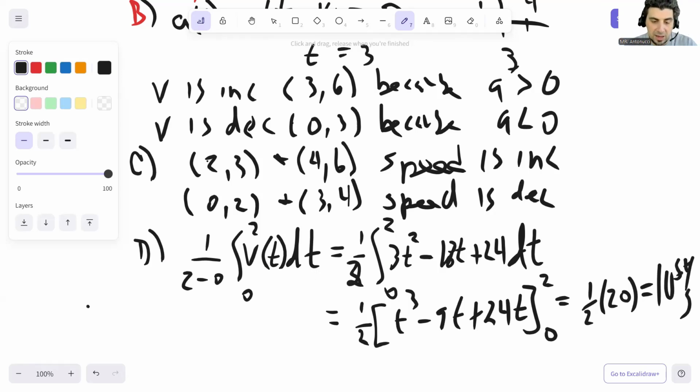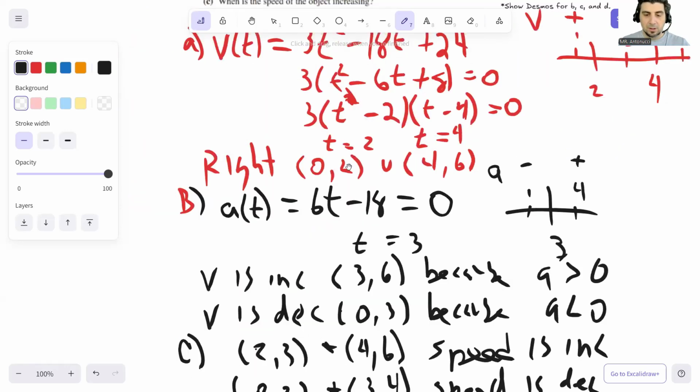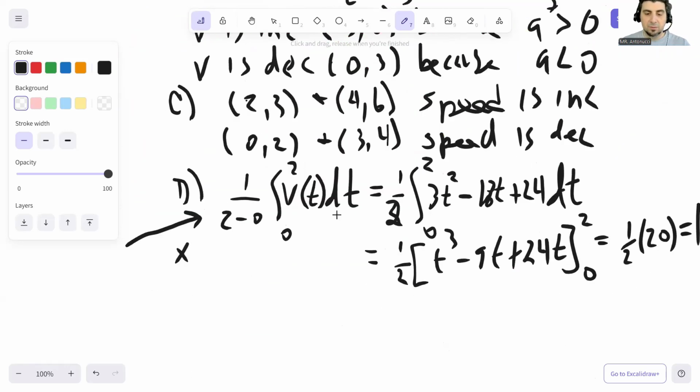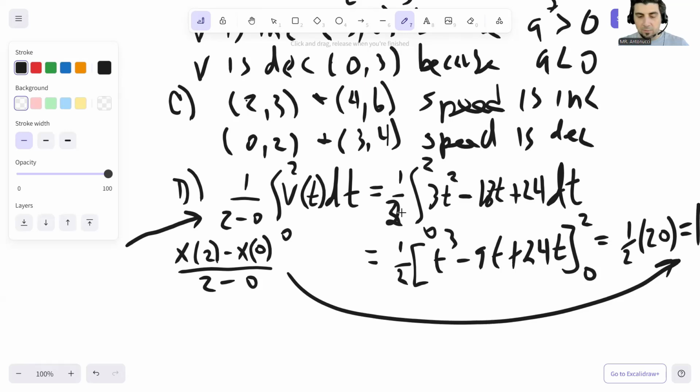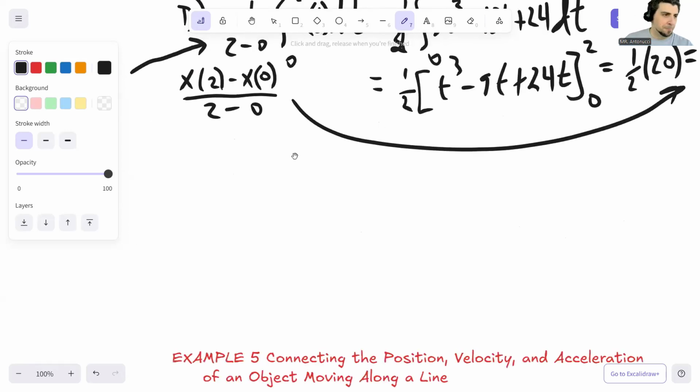Now, for this one, to get average velocity, we could have used the original function, because the antiderivative of velocity is position. So we could have actually done x of 2 minus x of 0 all over 2 minus 0, and that would have given us the same result that we had a minute ago there for problem D.